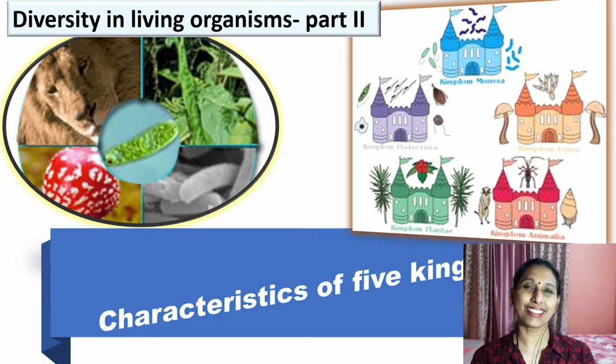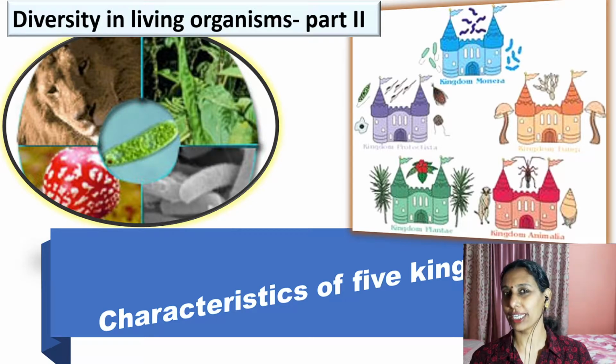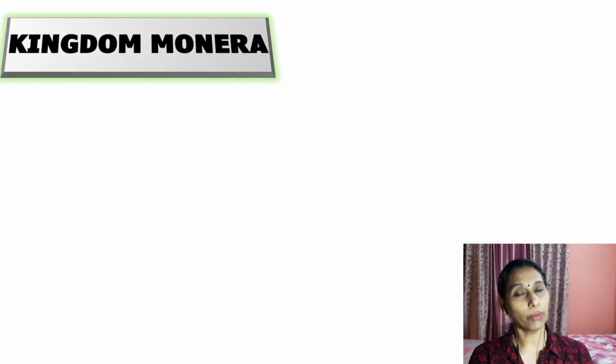Hello students. In the previous video, we had learned the introduction part of the lesson diversity in living organisms. If you remember, we had learned about the 5 kingdom classification of Robert Whittaker. That is kingdom Monera, kingdom Protista, kingdom Fungi, kingdom Plantae and kingdom Animalia. Right? So today we'll be learning the characteristics of each kingdom in detail. Fine? So first comes kingdom Monera.